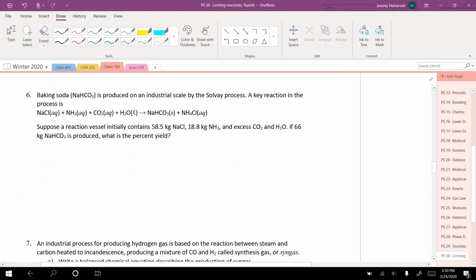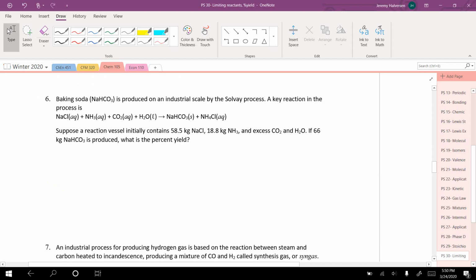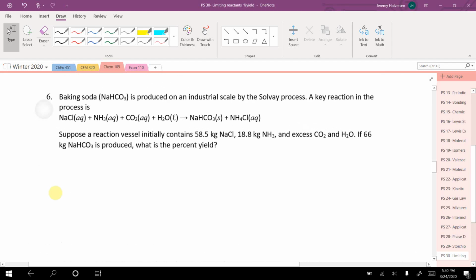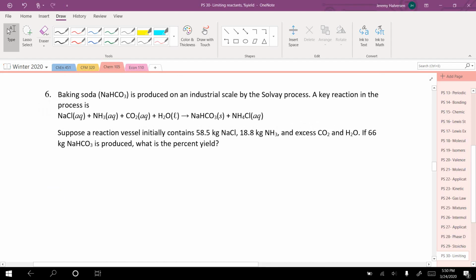All right, number 6. Baking soda is produced on an industrial scale by the Solvay process. A reaction in the process is this one. Suppose a reaction vessel initially contained 58.5 kilograms of NaCl, 18.8 kilograms of ammonia, and excess CO2 and water.